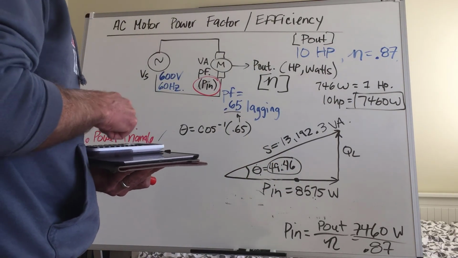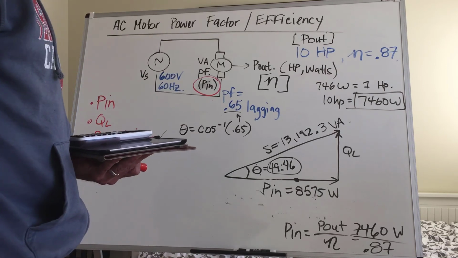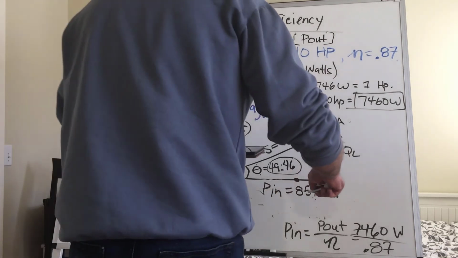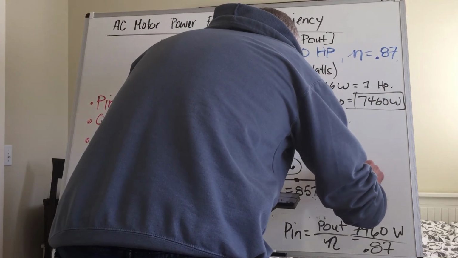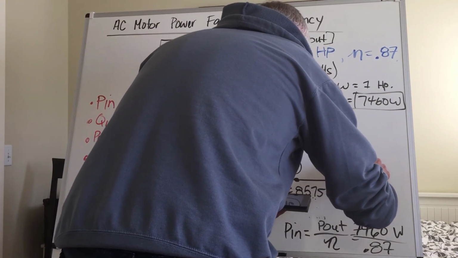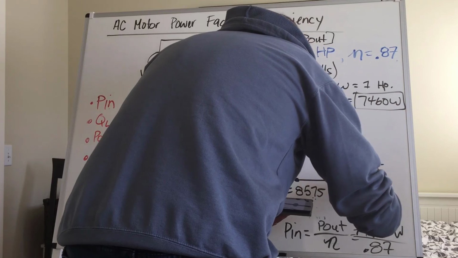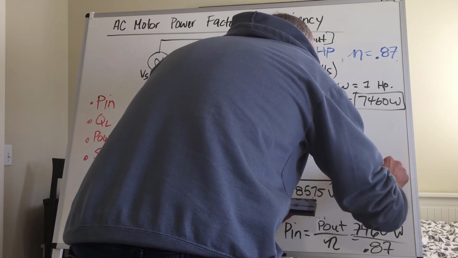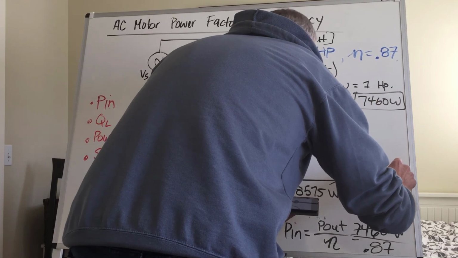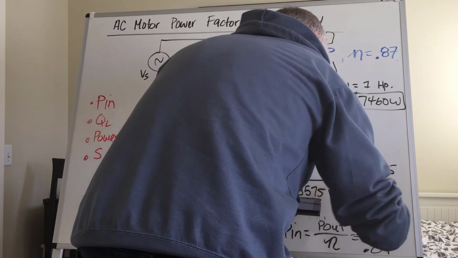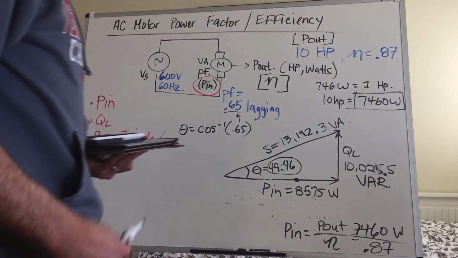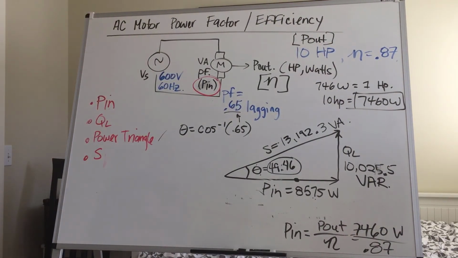And now I'm going to move to the value of QL here, which turns out to be 10,025.5 var. We'll keep the decimal place. Okay, so that's our complete power triangle now.